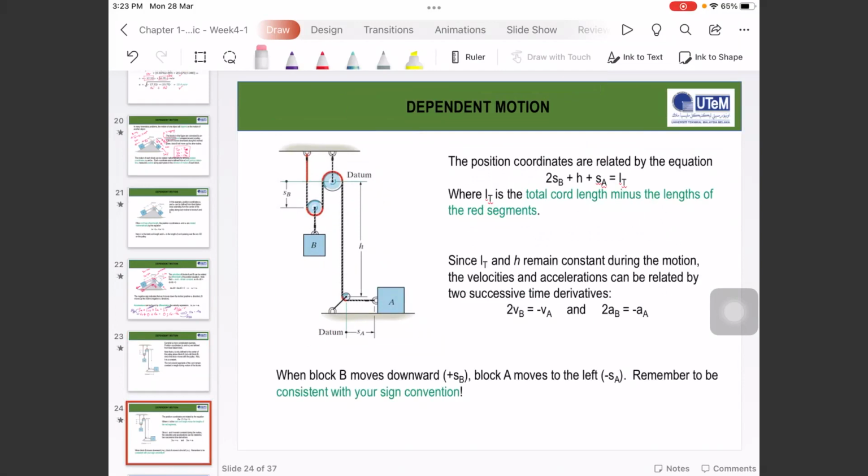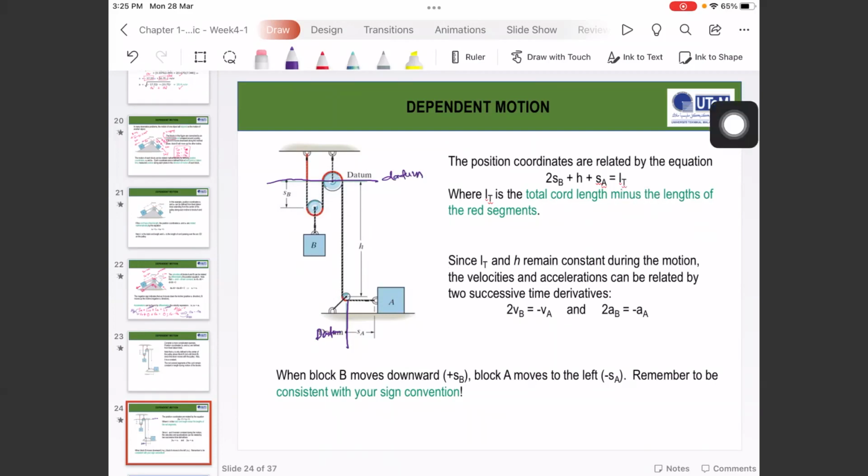Kita ukur daripada datum. Okay. Untuk selesaikan masalah ni kita kena set satu datum. Okay. For each particle you kena set satu datum. Datum tu boleh jadi at the pulley or on the wall. Let's say in this example, we set datum here. We set here is your datum. Okay, and then this is datum. Datum ni for this particle and this datum for this particle.